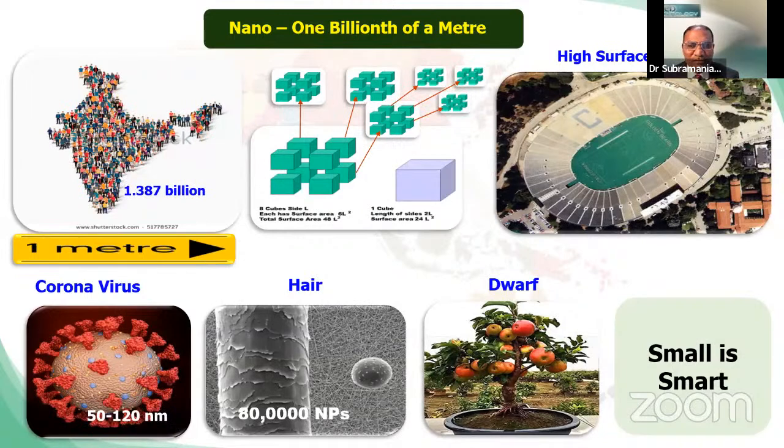And also the word nano refers to dwarf. You're all aware of bonsai. Typically, the word nano refers to dwarf, miniaturization. The nano is small, but it is very smart in action. That's what we exploit in agriculture. Next slide, please.